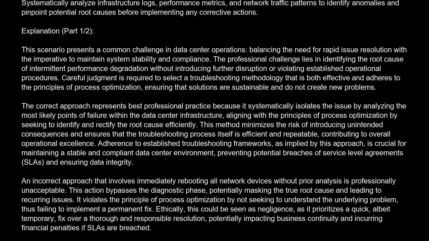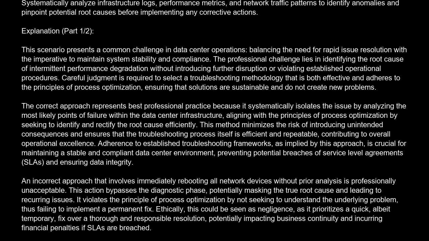Adherence to established troubleshooting frameworks, as implied by this approach, is crucial for maintaining a stable and compliant data center environment, preventing potential breaches of service-level agreements, SLAs, and ensuring data integrity. An incorrect approach that involves immediately rebooting all network devices without prior analysis is professionally unacceptable. This action bypasses the diagnostic phase, potentially masking the true root cause and leading to recurring issues.